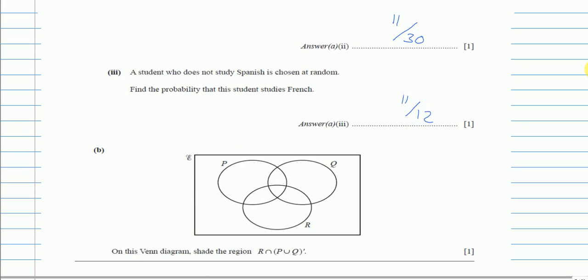B part, on this Venn diagram shade the region R intersect P union Q complement. For those who have problems with these types of questions, I will suggest a step-by-step method. First you have to find this part, and then we'll find this part, and whatever the mutual part is, that will be our answer. First of all, what is R? This whole is R, isn't it? This whole is R.